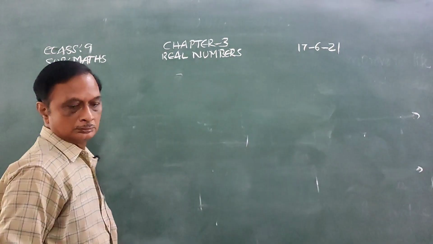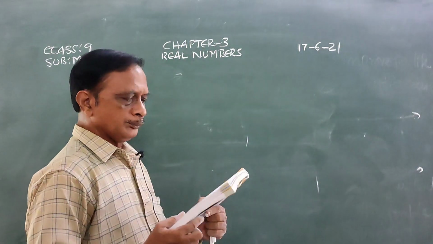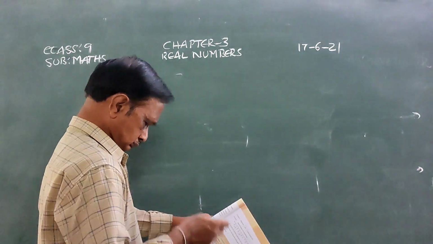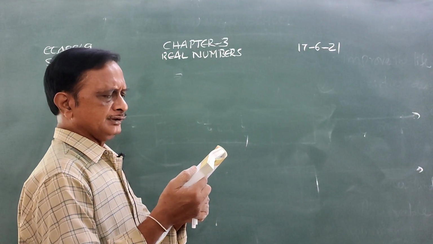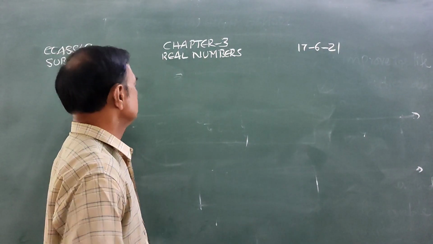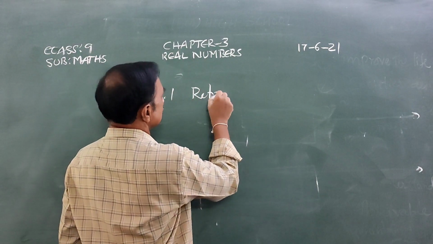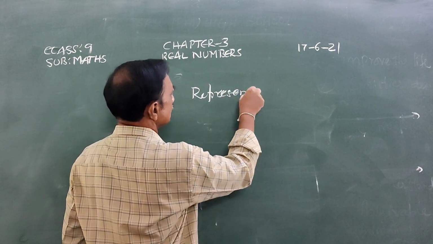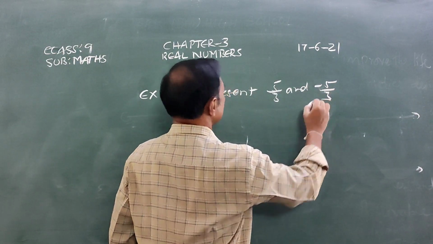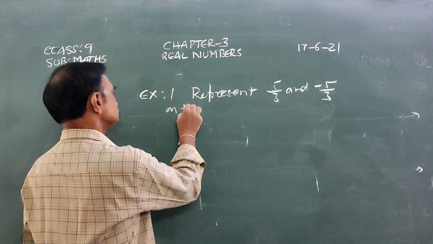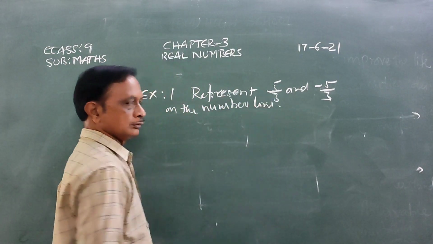Now take an example, page number 3. Example 1: Represent 5 by 3 and minus 5 by 3 on the number line. Go through the textbook.